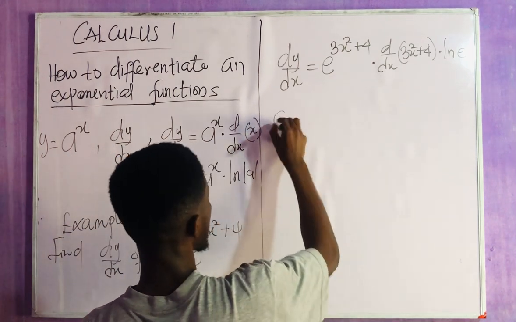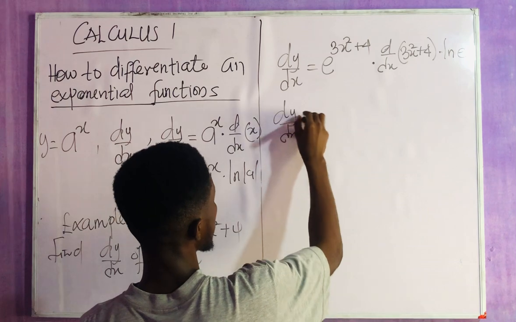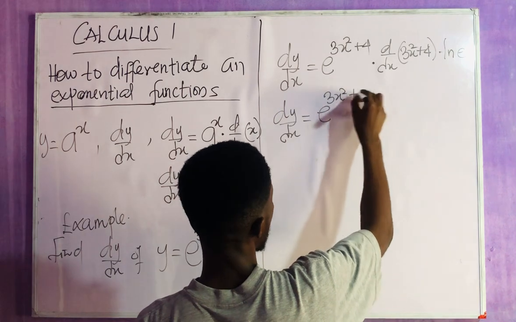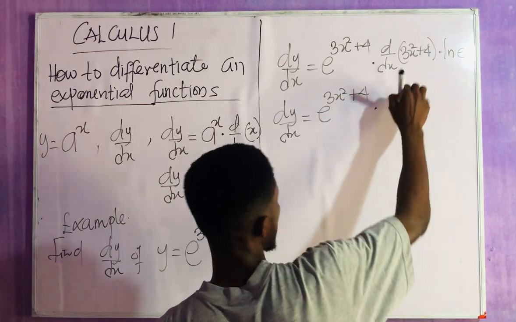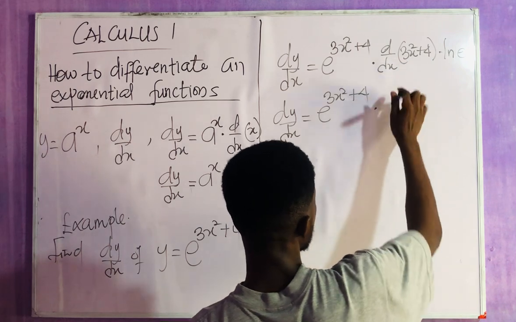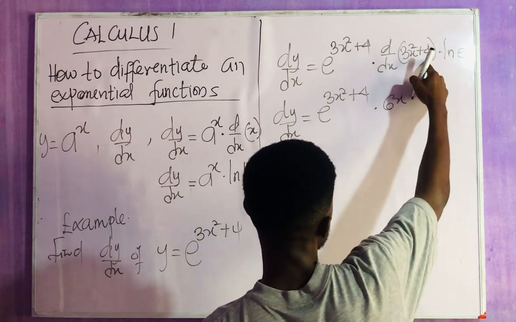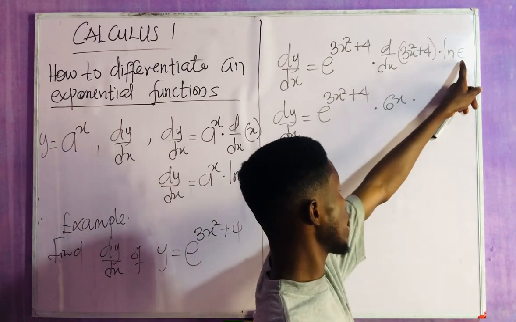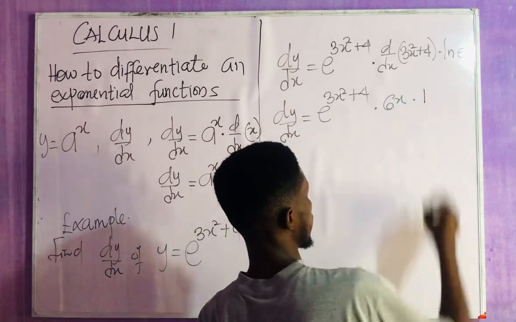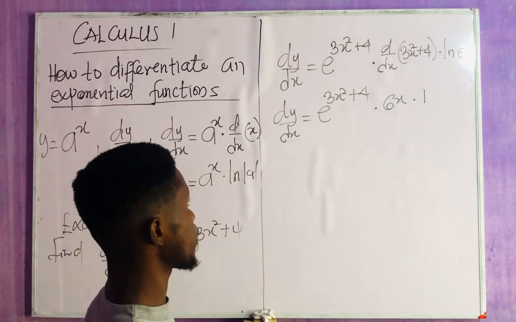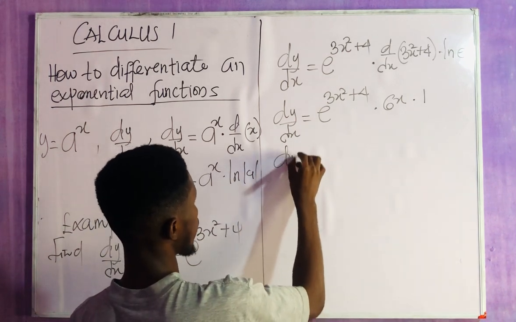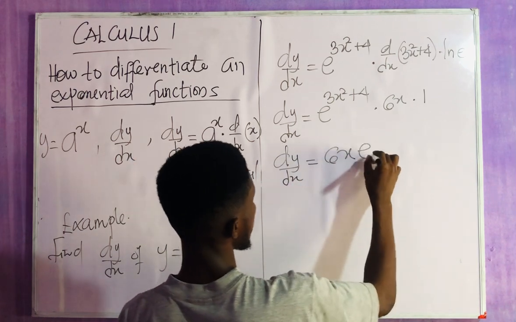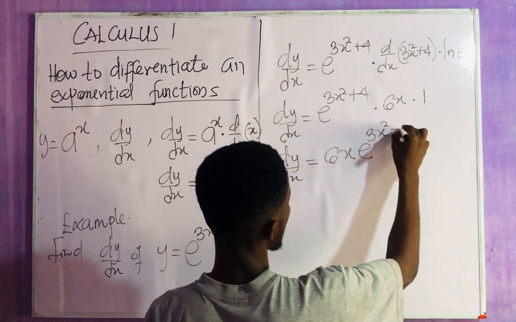From here, our dy dx will be e to the power 3x squared plus 4 times, if we differentiate this with respect to x, 6x, but this one will go to 0, times, take note that ln e is 1. So whenever I see ln e it is always 1. So from this side, we have our dy dx to be equal to 6x e to the power 3x squared plus 4.